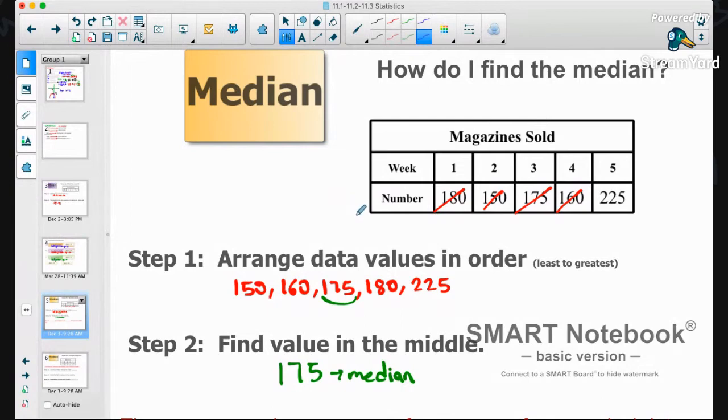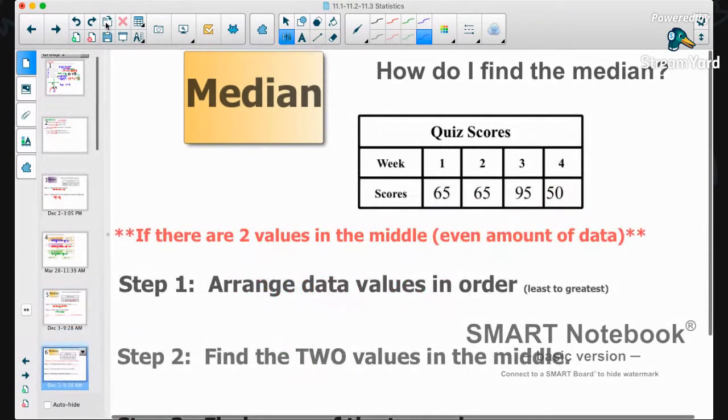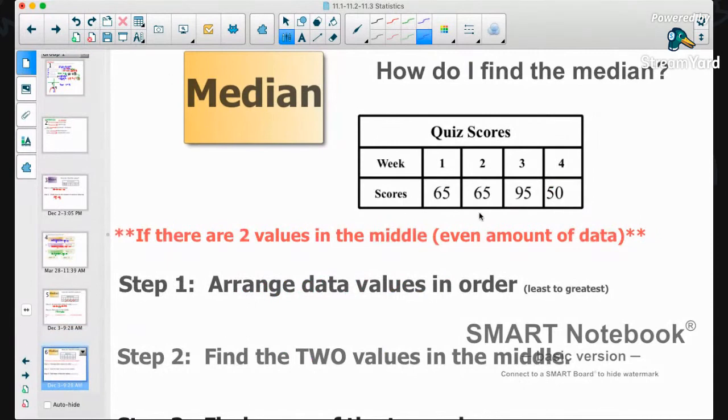Ladies and gentlemen, I would like to draw your attention here. How many data are there? There are 5, which means there is an odd amount of data. And what if I have an even amount of data? How am I going to find the number in the middle? Let's see that in the next question. There are 1, 2, 3, 4 data, which means an even amount of data. So what am I going to do? First step, order the data from least to greatest. Let's do it.